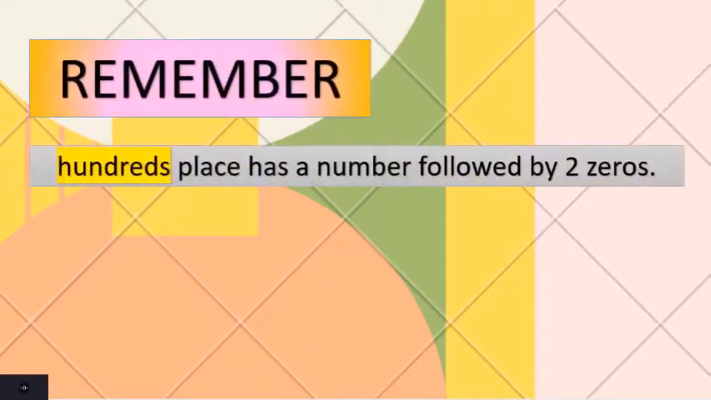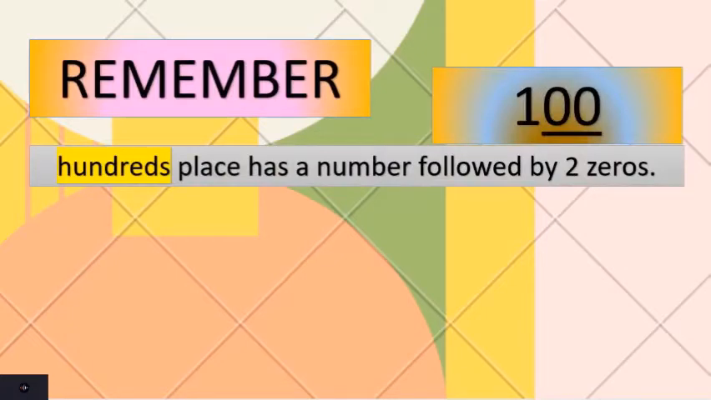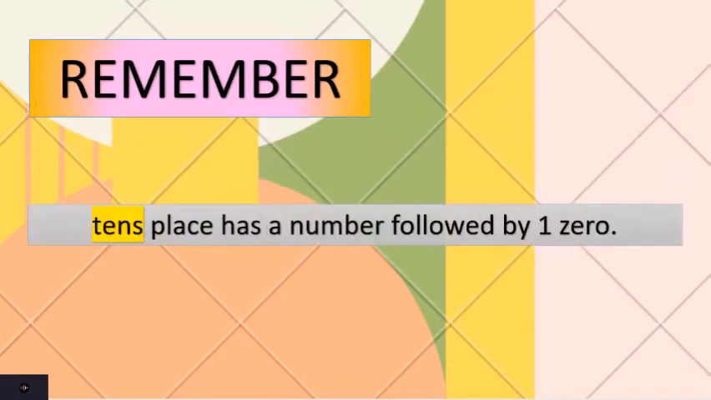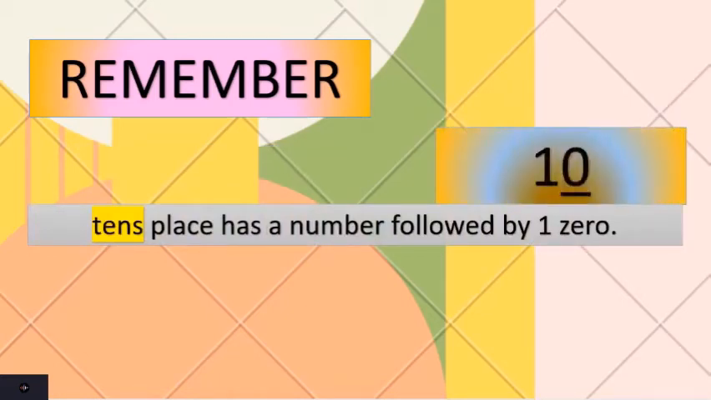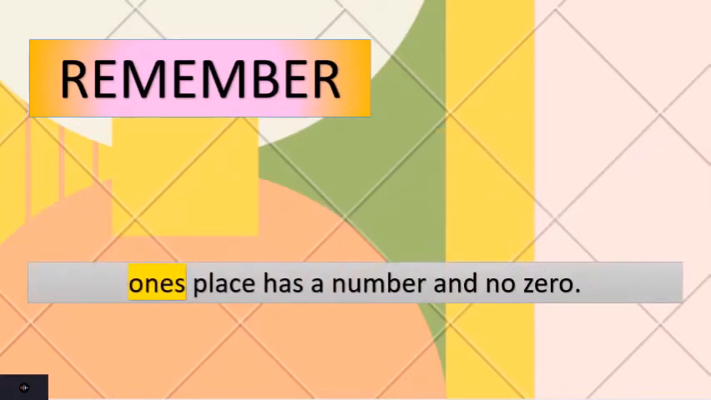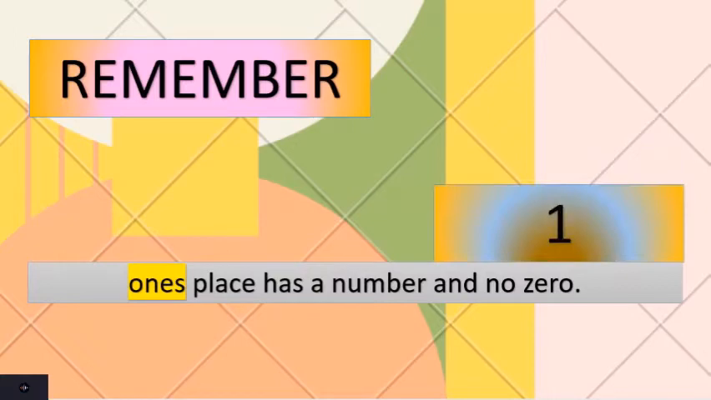Remember, hundreds place has a number followed by 2 zeros. For example, 100. 1, 0, 0. Tens place has a number followed by 1 zero. For example, 10. 1, 0. And ones place has a number without 0. For example, 1. No 0, only 1.